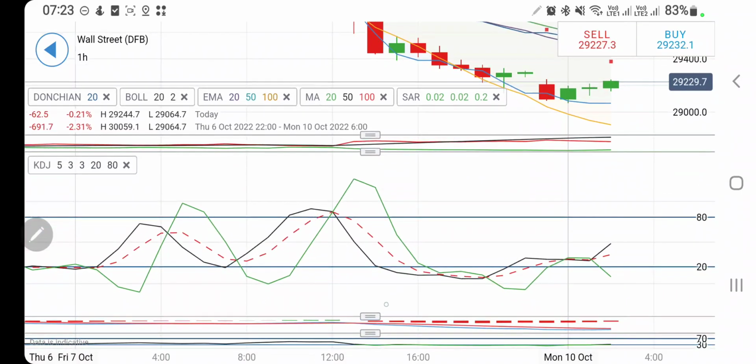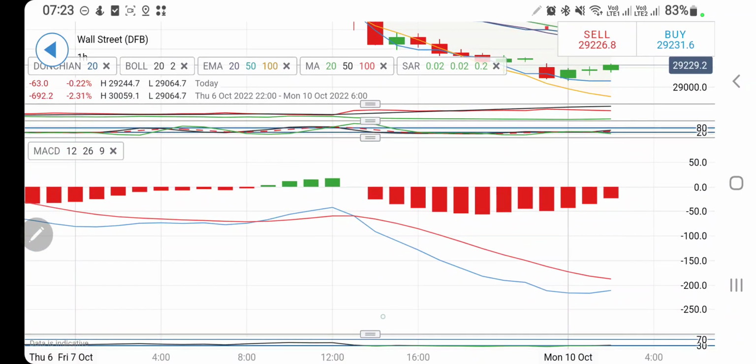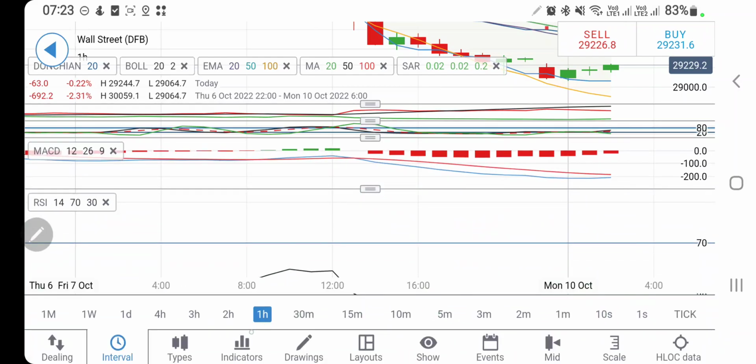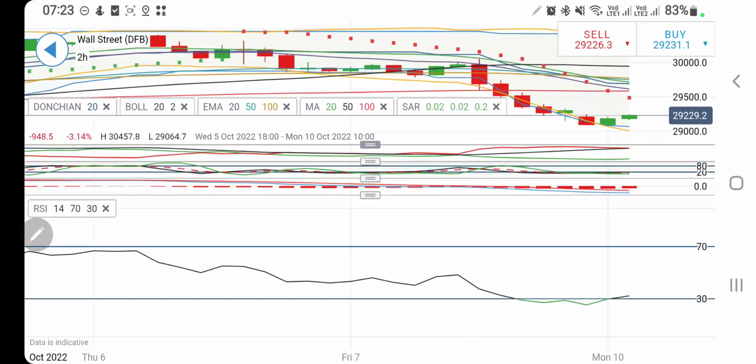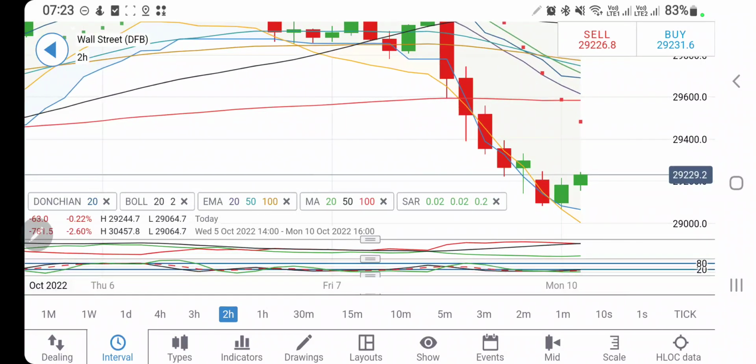Directional movement is bearish. Stochastic bouncing back from the oversold zone. The MACD is bearish and trying to converge. RSI is also oversold, and that is why we can see little more greener candles.